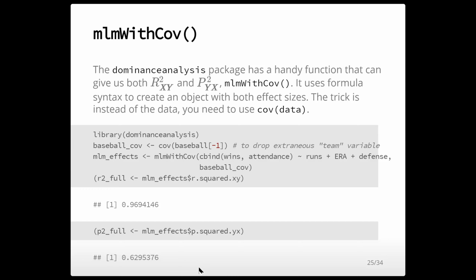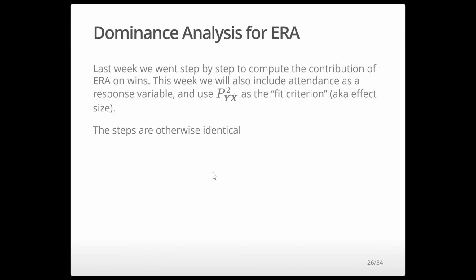So I'm going to load up dominance analysis. I'm going to get the covariance matrix, but I'm going to remember we have that team variable. It was the first one, so I'm going to drop that first variable. And then I'm going to fit an MLM with cove object with formula syntax using the covariance matrix, not the original data. Then I can get my r squared, which will be part of this object. It will have the r squared and the p squared inside of it. So these both match the values that we got before. So these are our r squared and p squared.